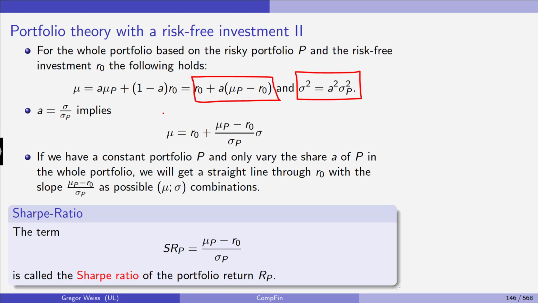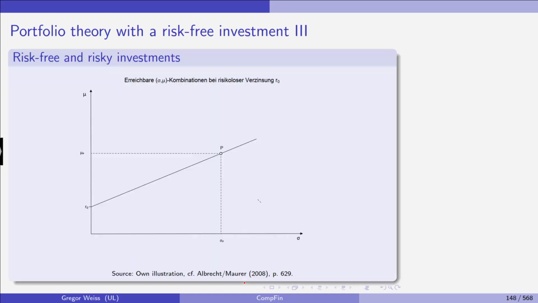So this implies mu, the expected return on our portfolio consisting of the risk-free investment and the portfolio, is the risk-free rate plus, and this is interesting, what is this? It is the so-called Sharpe ratio: mu of the portfolio minus R0 divided by the risk of the portfolio. So this is the Sharpe ratio of the portfolio of our securities.